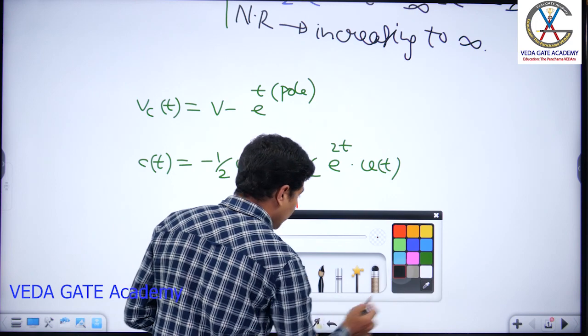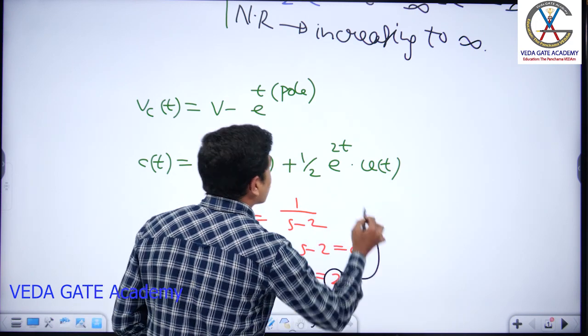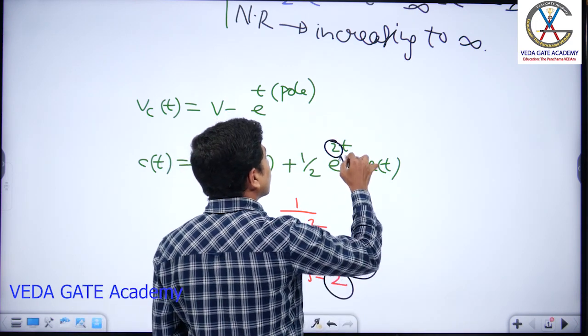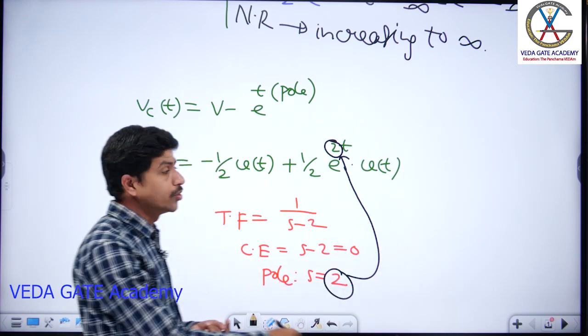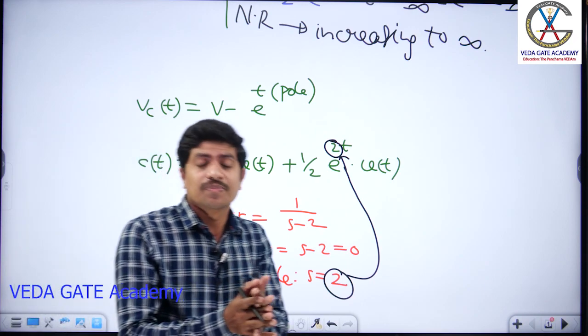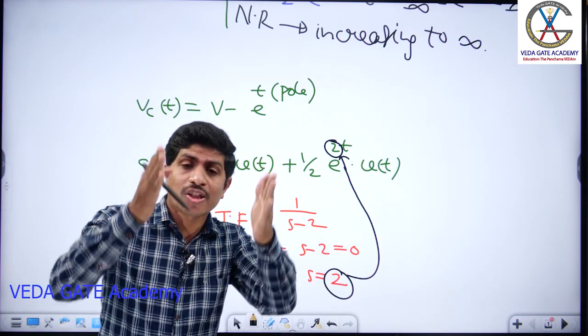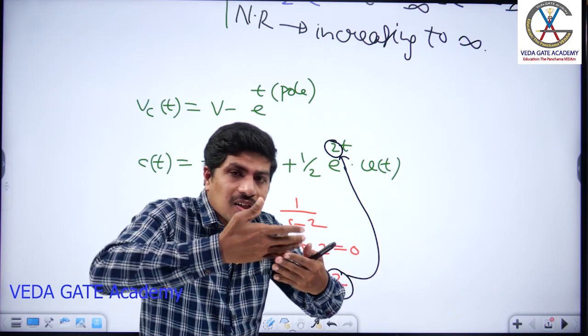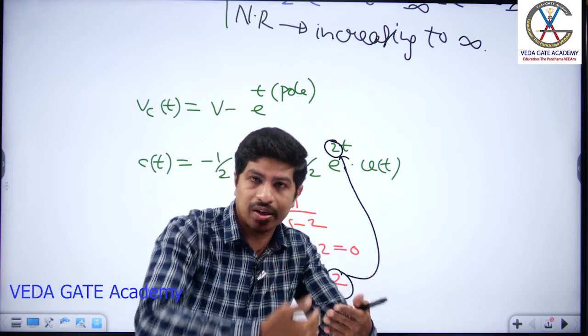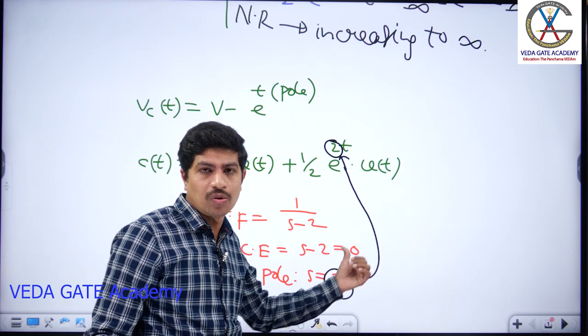This 2 is that value, and this 2 is positive. That's why this exponential power is positive. So the natural response depends exclusively on the pole. You need to understand it this way: whether the natural response is increasing or decreasing will depend on the pole's location.